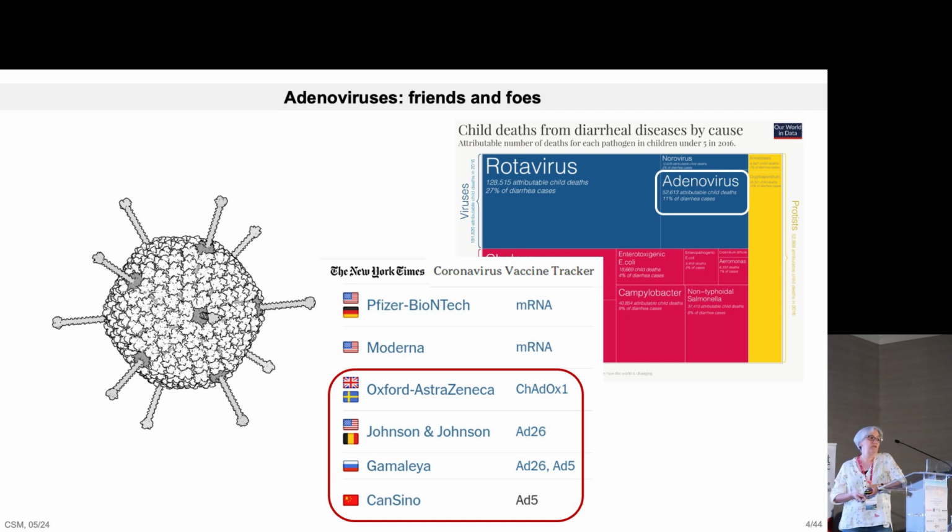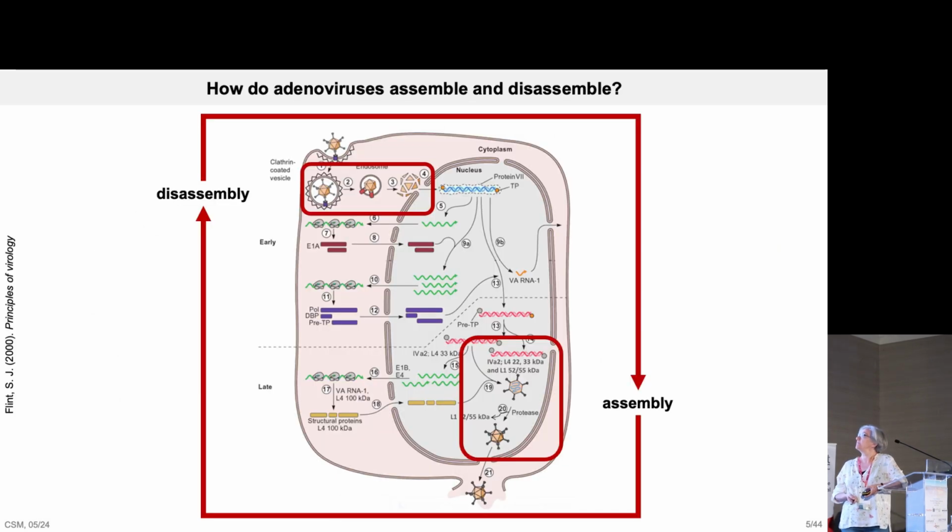But of course, they are also widely used as therapeutic vectors. And here in this picture from the COVID times, you can see that after the mRNA vaccines, the next most used vaccines were all based on adenovirus vectors. So we want to understand how the adenovirus particle is assembled in the nucleus of the cell and how it disassembles when it enters a new cell, and how correct assembly is linked to the possibility to do a correct disassembly to infect a new cell.